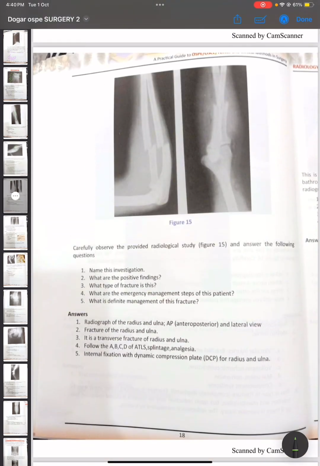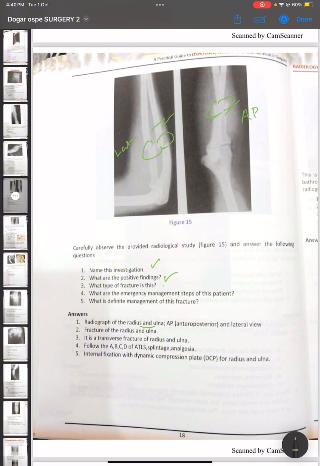Carefully observe the provided radiological study and answer the following questions. Name this investigation. This is a radiograph of the radius and ulna, AP view and lateral view. This is the AP view and this is the lateral view. Okay, this is the radius and ulna. What are the positive findings? Fracture of the radius and ulna. These are fractures of the radius and ulna.